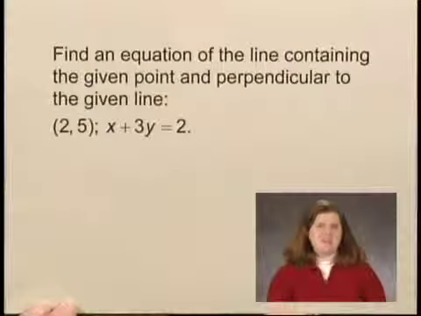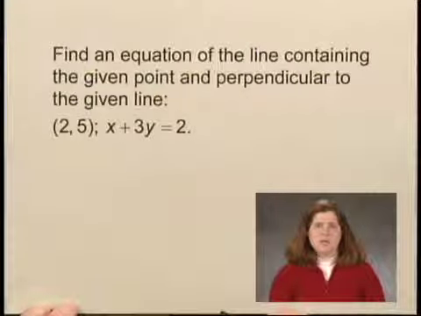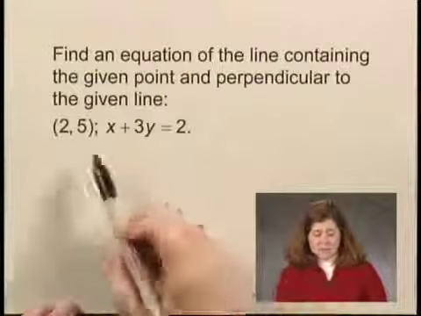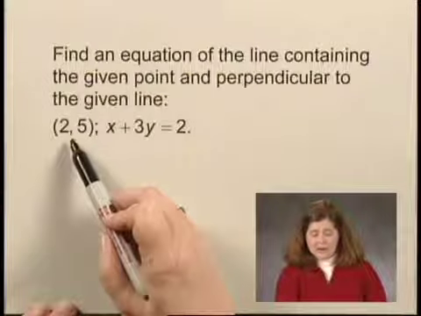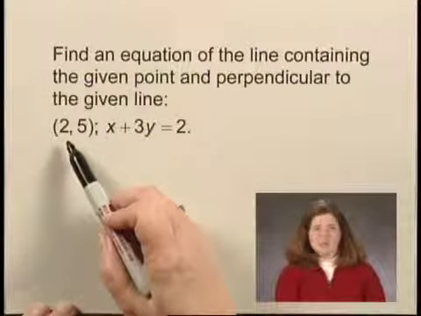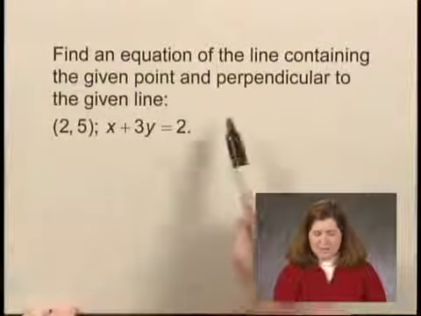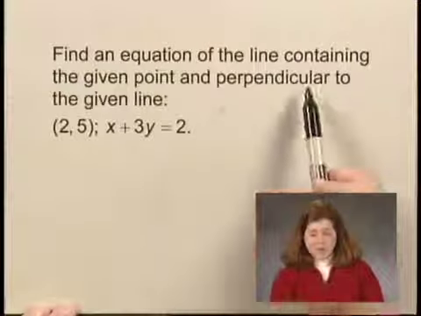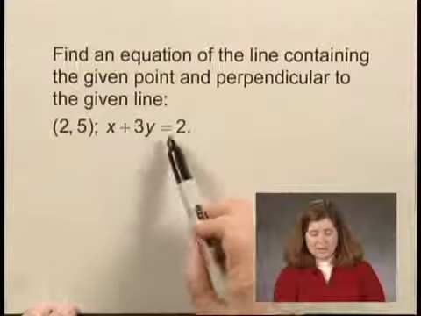In order to find an equation for a line, we need a slope and a point on the line. Well, we're given a point on the line, but we aren't directly given the slope. But we're given enough information to find the slope of the line, because we're told that the line we're looking for is perpendicular to x + 3y = 2.